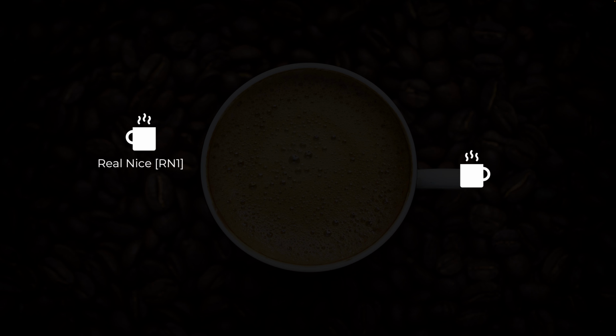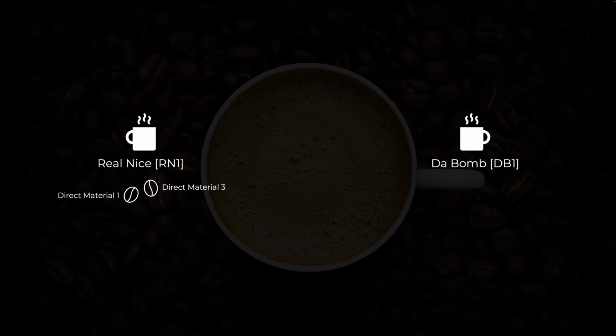This particular coffee contains two specialty beans. Because I'm an accountant, we'll just call it Direct Material 1 and Direct Material 3. You might be wondering, where's Direct Material 2? They use that in their second, more expensive blend of coffee on the right. That particular specialty blend is called DaBomb, or DB1 for short. This takes three different types of beans: Direct Material 1, Direct Material 3, and it's a more complete flavor profile, so this also includes Direct Material 2.